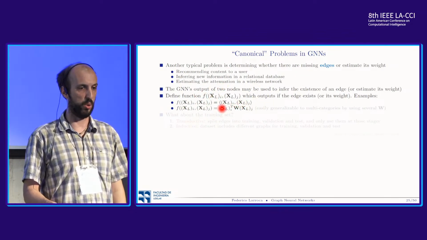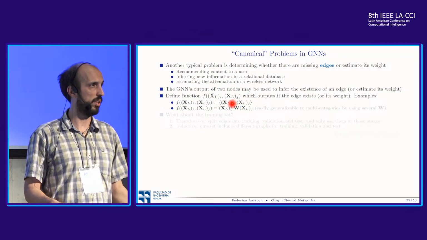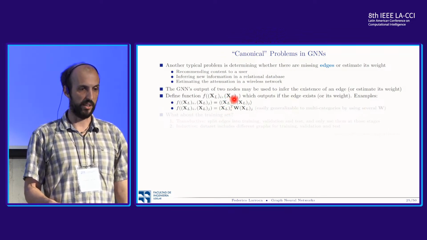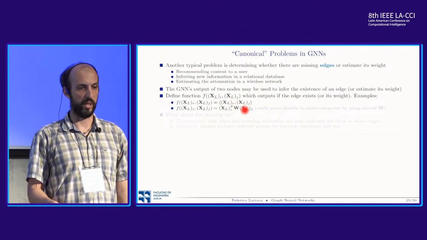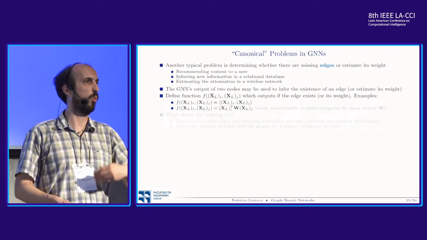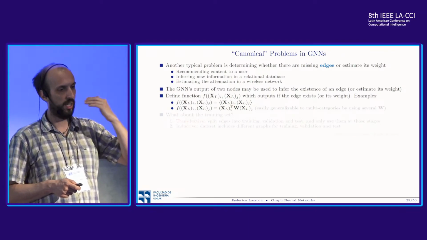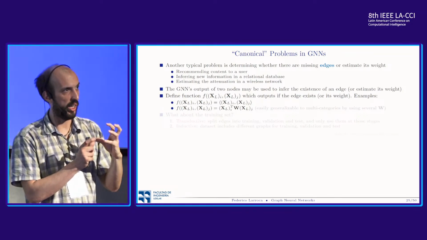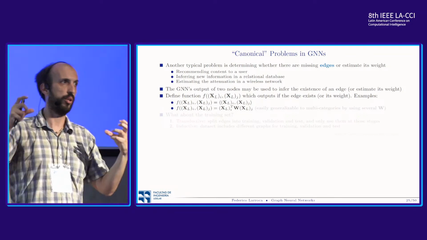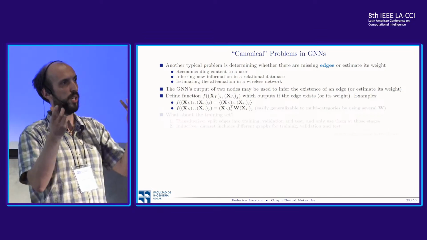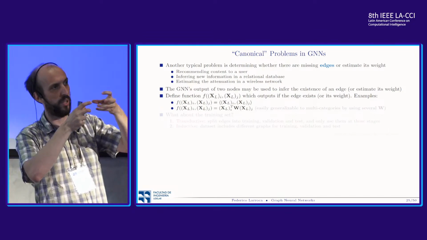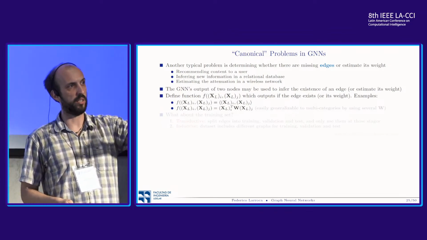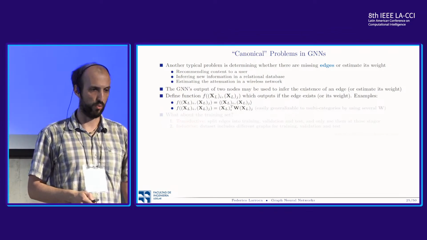For instance, here I'm using an inner product. It should be differentiable to perform gradient descent, or we may, for instance, multiply by a certain matrix in the middle, or we may use whatever we want. But we take the output of our GNN at one node and at the other node, and we use a function that takes these two inputs to predict if this edge exists or what's the weight between these two nodes.